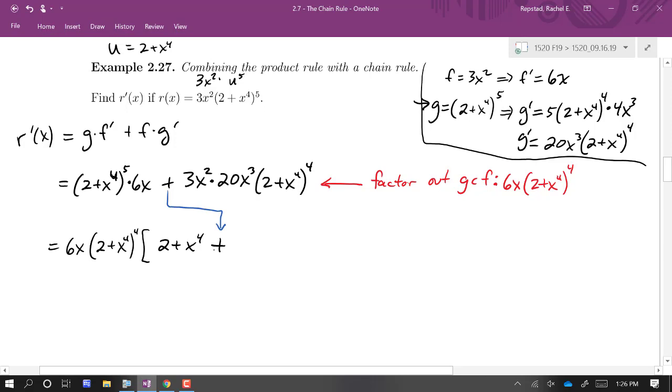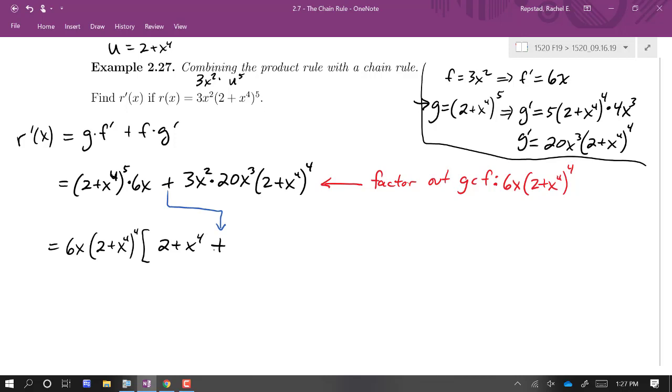Notice that if I took this expression and multiplied it by 2 plus x to the 4th, I would recover this expression, that first term. That's what we want. So you just factored out of the left side, with a plus sign. So far, and we're going to keep going. What goes on the right side of the plus sign?